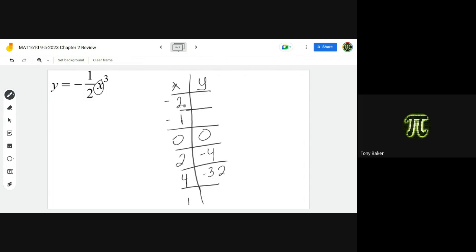Sometimes it happens. What's 1 to the third? 1. 1 times -1/2 is -1/2. What's -1 to the third? It's -1. What's -1 times -1/2? +1/2. -2 to the third? -8. -8 times -1/2 is 4. All right, so we've got our 5 points. We can go back and graph those now.